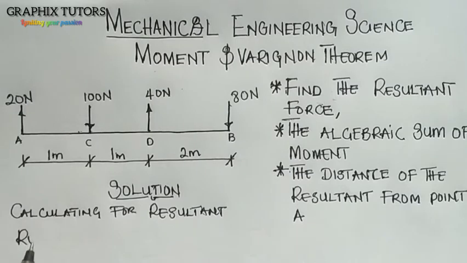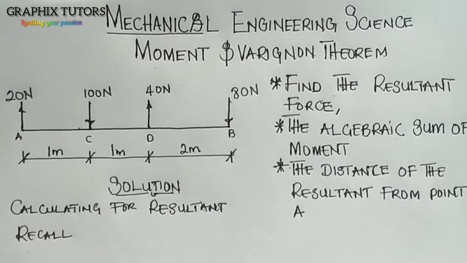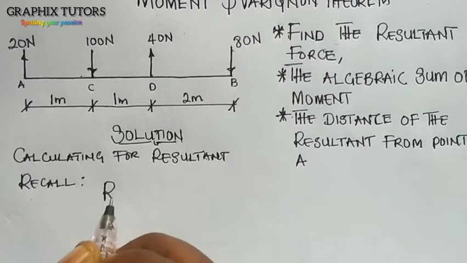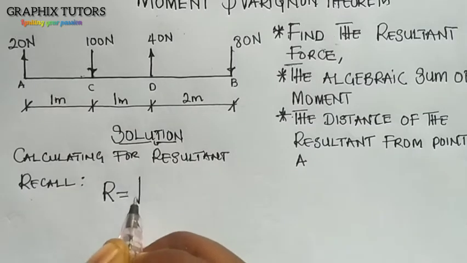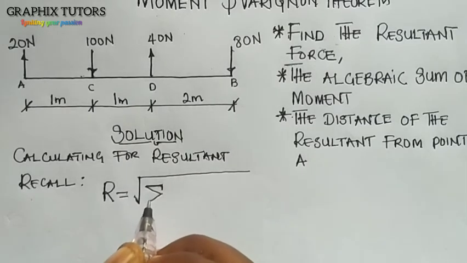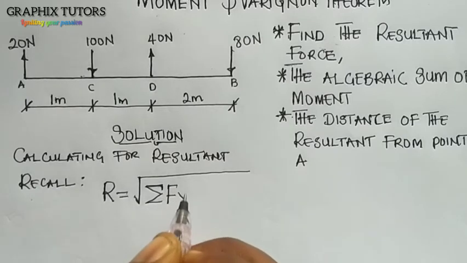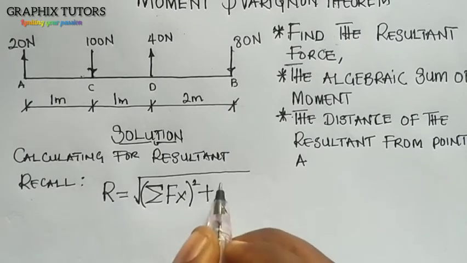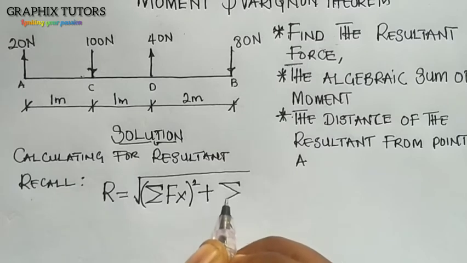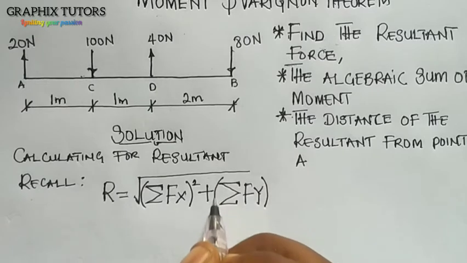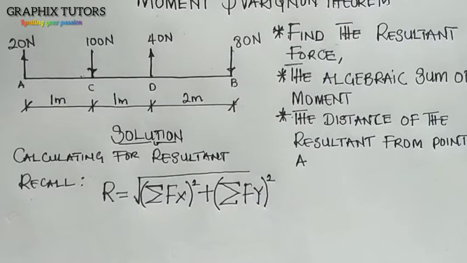Now recall, we say our resultant force. Recall, the resultant force R is equal to what? The square root of the summation of F of x all square, that is all the horizontal components, plus the summation of F of y all square, that is the vertical component. Right? So this is the formula.